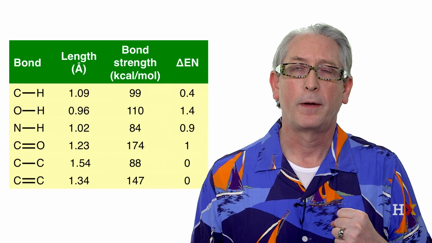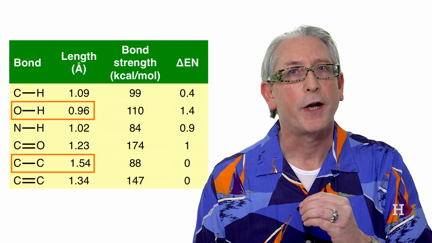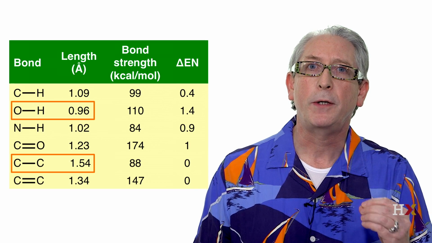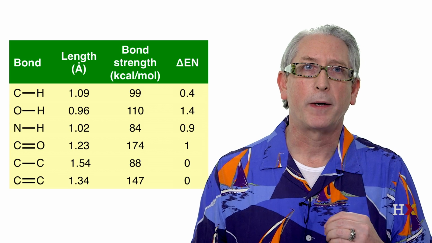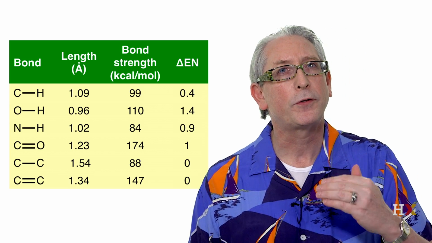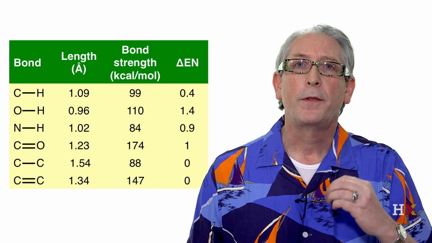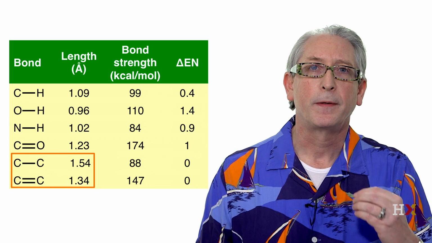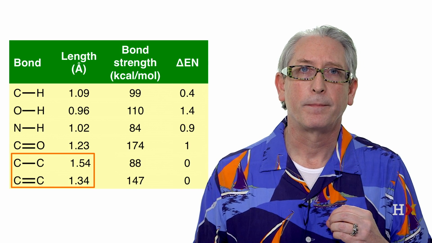For example, a bond between an oxygen and a nitrogen is shorter than a single bond between two carbons. The shape of the molecule is also determined by the presence of a single versus a double bond. As you can see on the table, the length of a double bond between two carbons is shorter than the length of a single bond between two carbons.